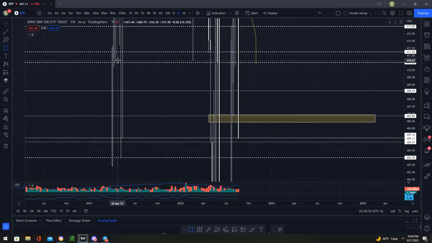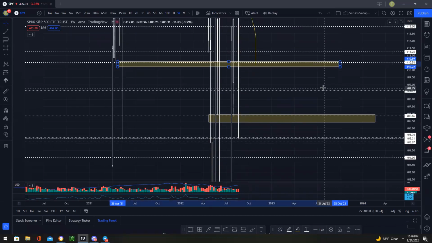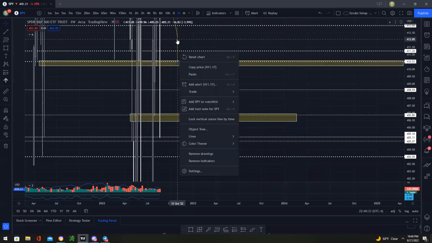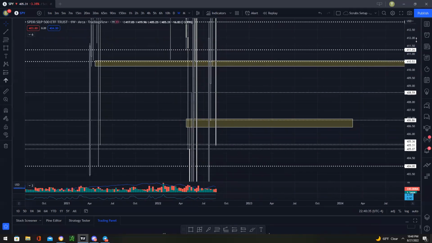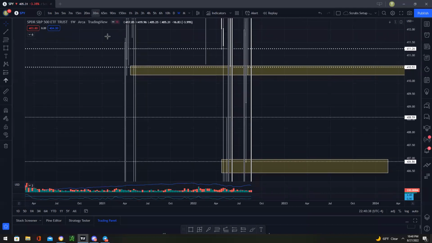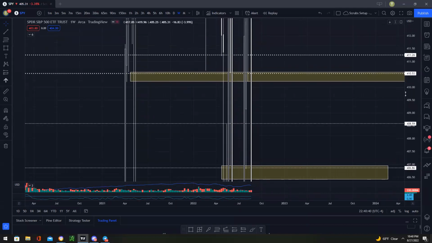And then we also want to draw this area as well. This is another overhead liquidity area. If you look here, this is a zone of probability. If you're not familiar with that, I have an in-depth YouTube video. I'm not going to go into that right now.